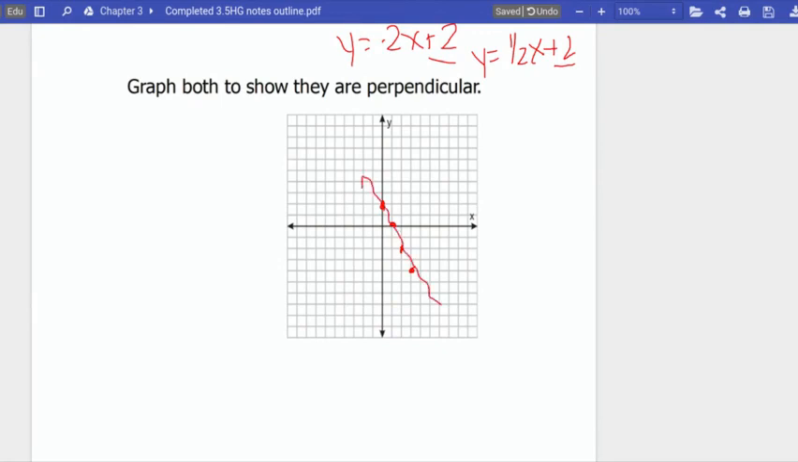and connect those. Then my other one, from that y-intercept of 2, I'm going to go up 1 over 2. Up 1 over 2, up 1 over 2. So as you can tell, when I connect those, these are indeed perpendicular. They make a right angle right there.